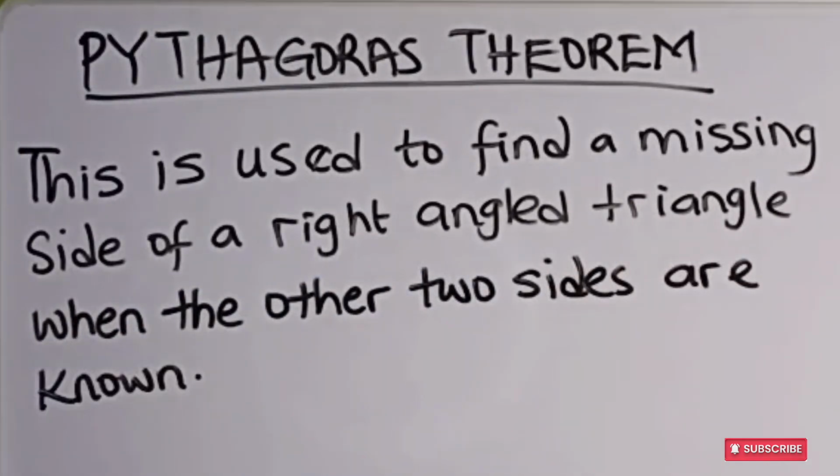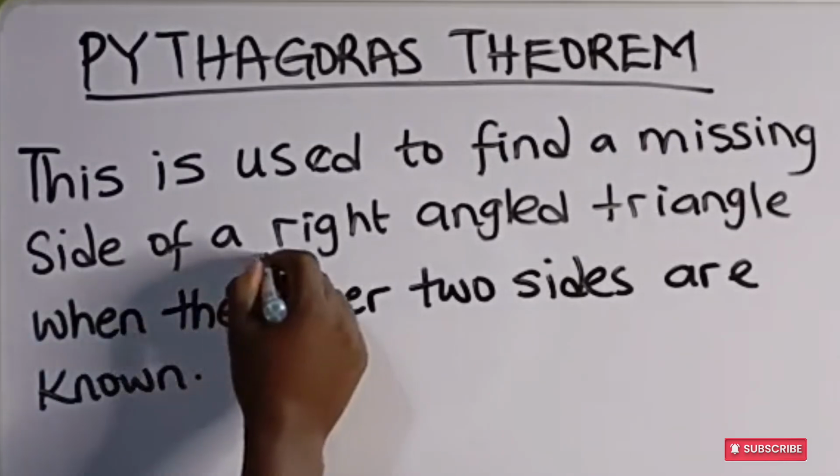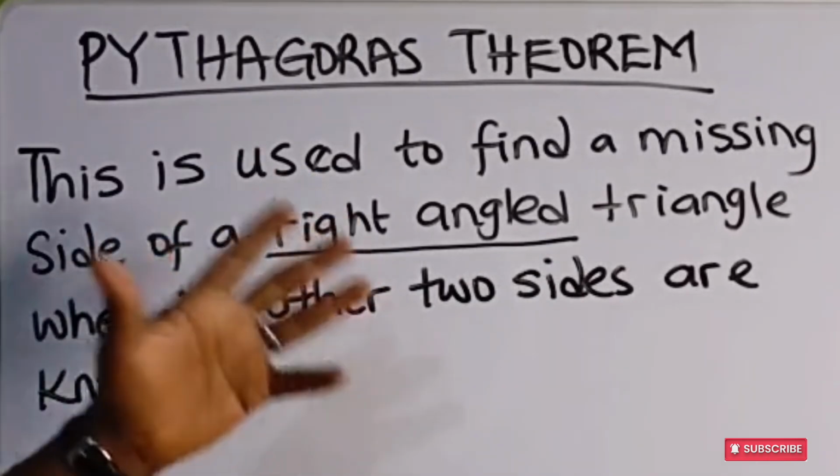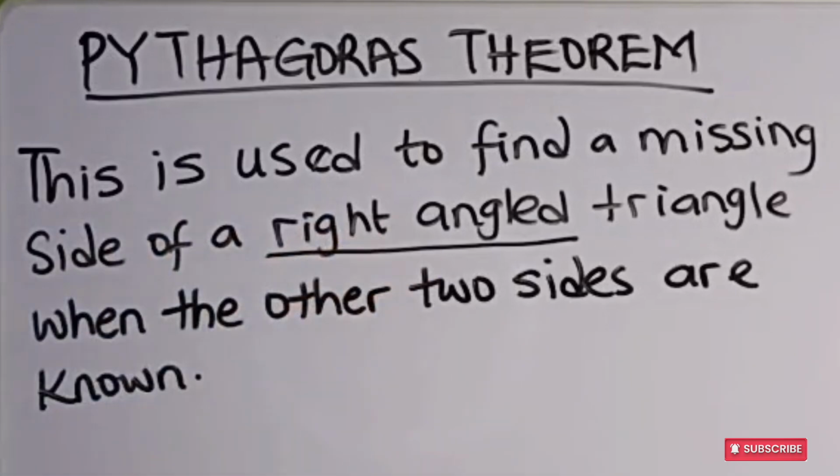So from the definition we have here, we can see that Pythagoras theorem is only used for right-angled triangles. There are different types of triangles, but the only triangle that you can apply Pythagoras theorem to is a right-angled triangle. So what is a right-angled triangle? A right-angled triangle is a triangle that has one of its three angles equal to 90 degrees.